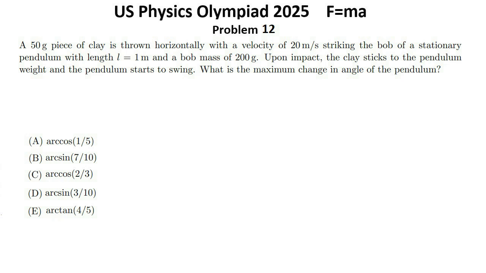Problem number 12. A 50 grams piece of clay is thrown horizontally with a velocity of 20 meters per second, striking the bob of a stationary pendulum with length L equals 1 meter and a bob mass of 200 grams. Upon impact, the clay sticks to the pendulum weight and the pendulum starts to swing. What is the maximum change in angle of the pendulum?